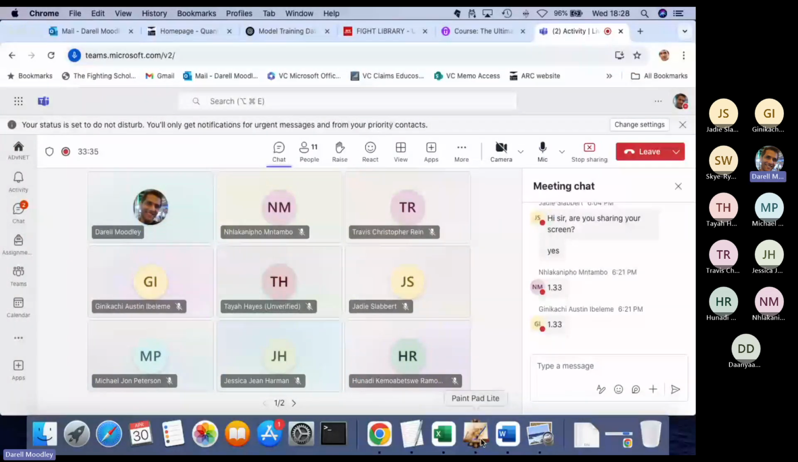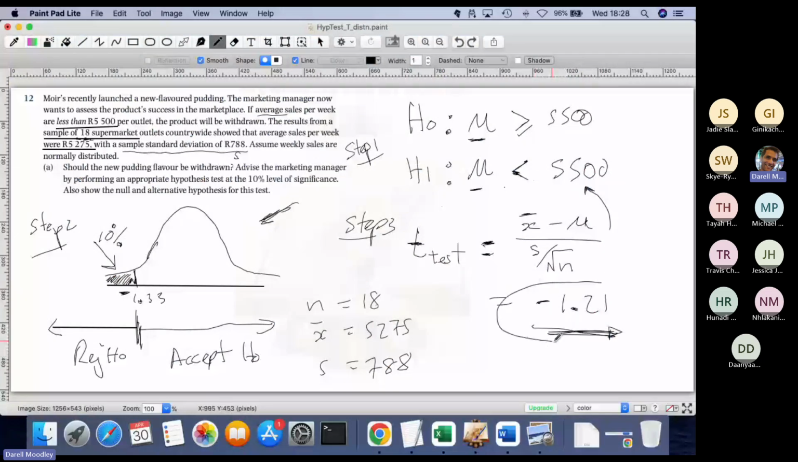Good. Okay. Now, based on the value you found in step 3, where does it fall here? Does it fall in the rejection region? Does it fall in the acceptance region? You got a value of minus 1.21. Your rejection region is minus 1.33. So does it fall in the rejection region or the acceptance region? Can you maybe just put it in the chat? What do you think?